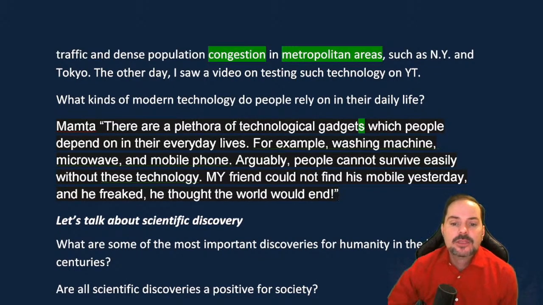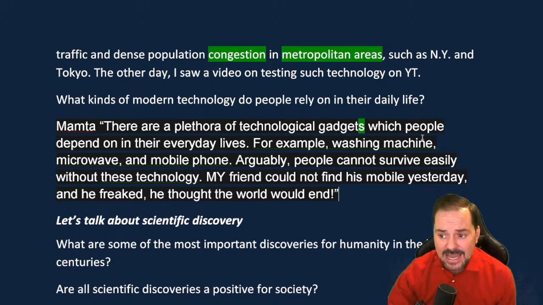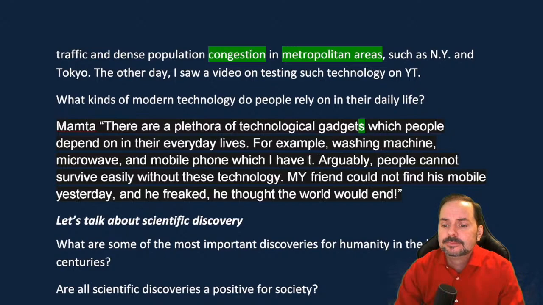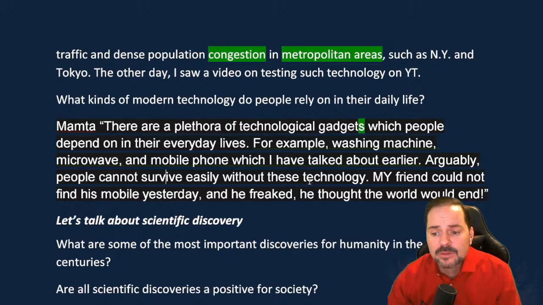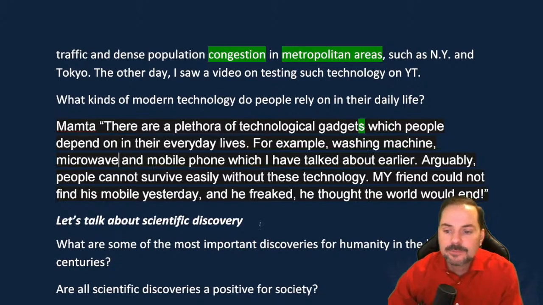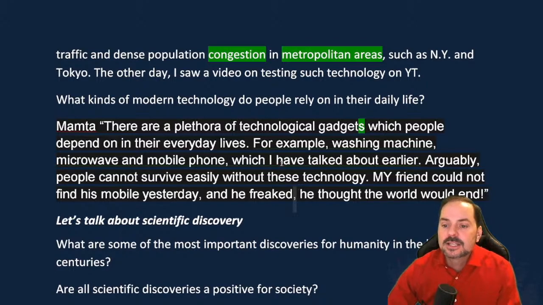So Mamta says, there are a plethora of technological gadgets which people depend on in their everyday lives. For example, washing machines, microwaves, and mobile phones, which I have talked about earlier. Arguably, people cannot survive easily without these technology. My friend could not find his mobile phone yesterday and he freaked out. He thought the world would end. Okay, so that's kind of your colloquial language that'll work there. And that will work, all right? So that will get you a nice high band score, all right?